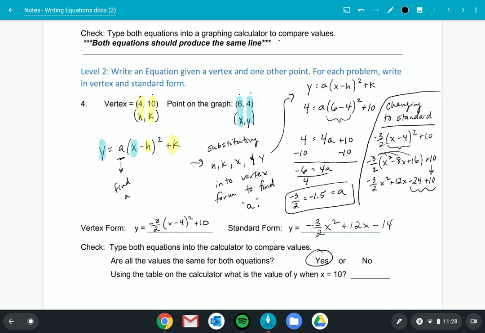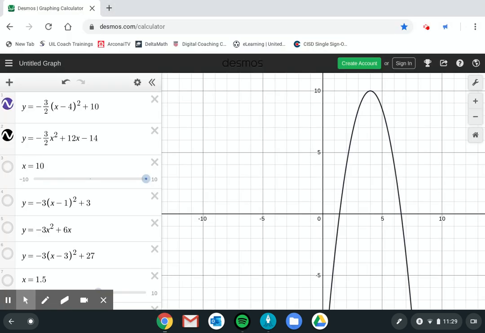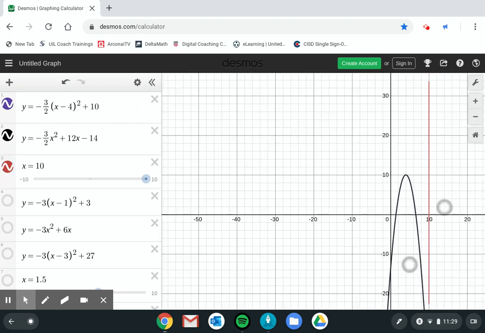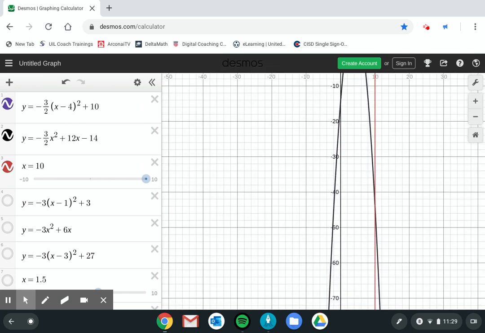Now, it asks me, using a table, what is the value of y when x is 10? Might be a little confusing for some of you, but you just got to think about what they are giving me. Oh, they're giving me an x value of 10. What if I type that into Desmos? And it gives me a line. It wants to know what's the y value. So really, I'm just going to find where these two lines intersect.